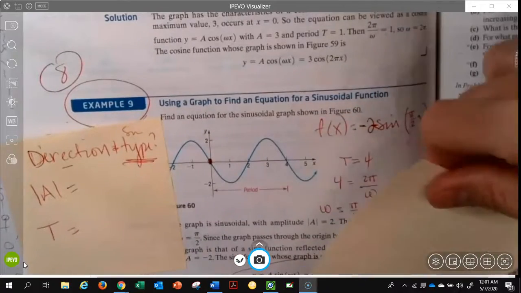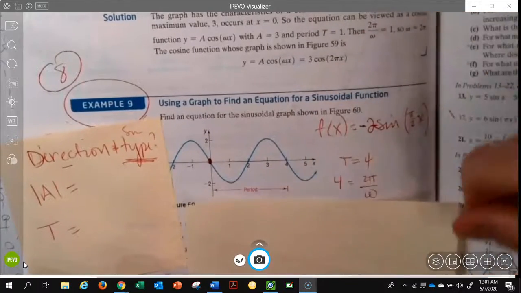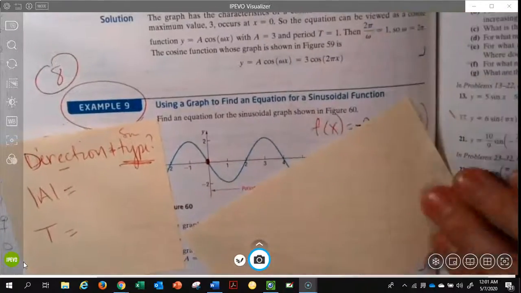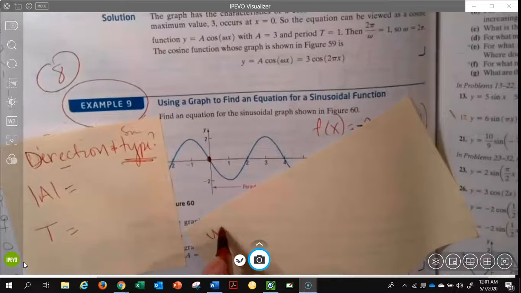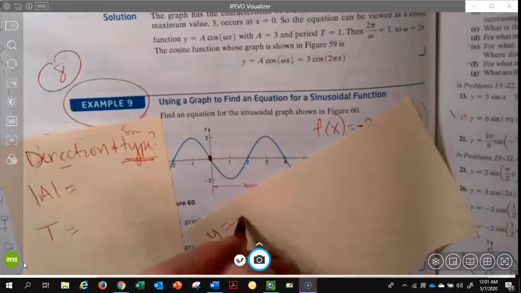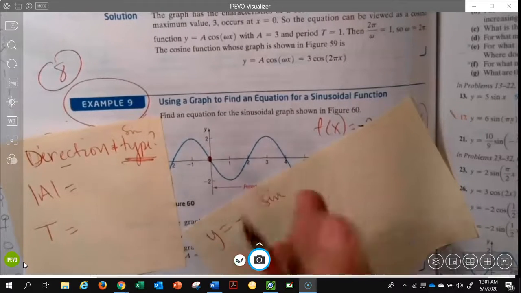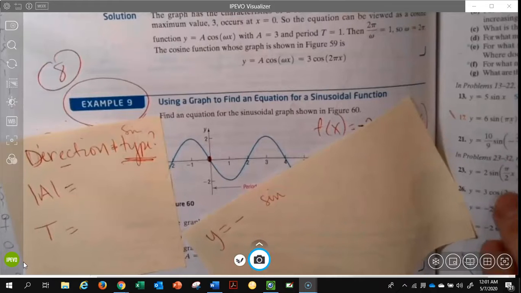I can't keep covering all this up. Anyway, it's there. I'm still going to try. And so what we're looking at is our y is going to be negative something, sine, and we'll have something going on in the middle of all of this.